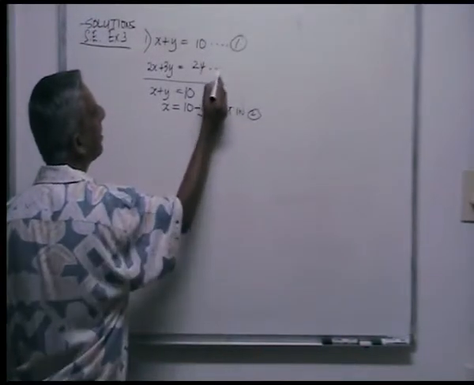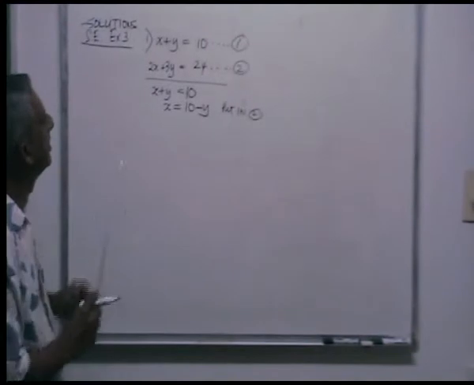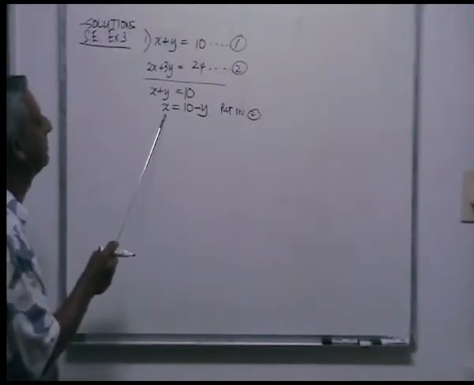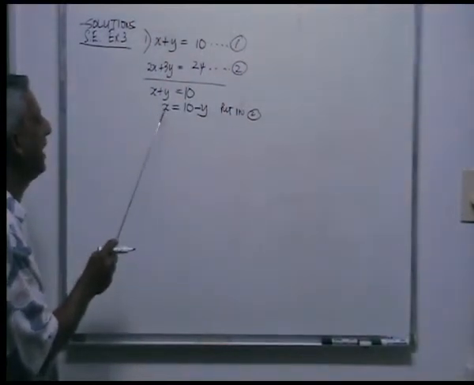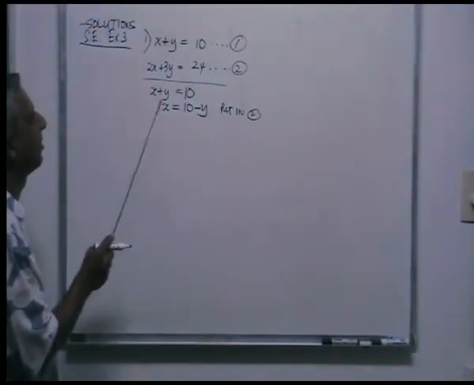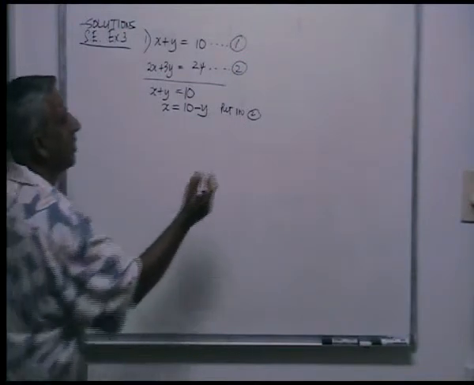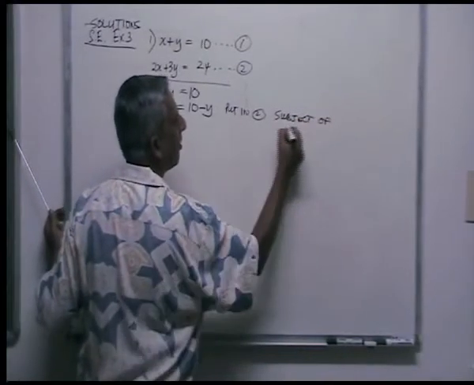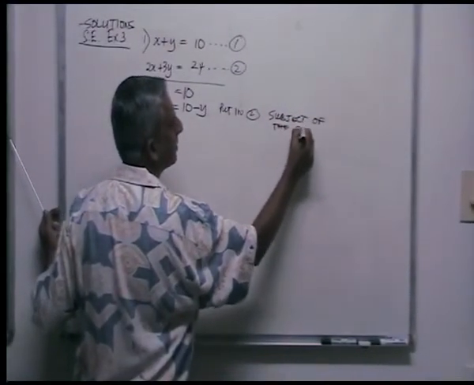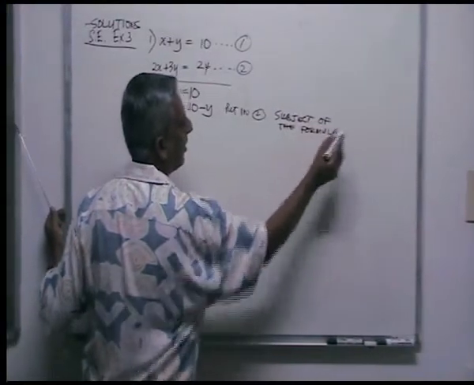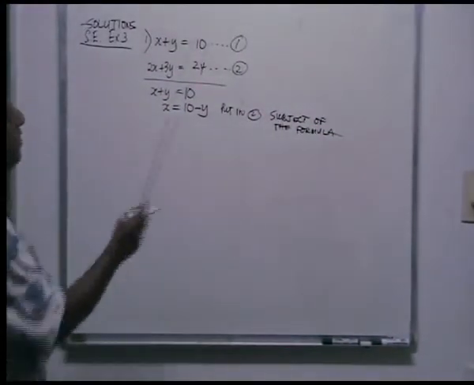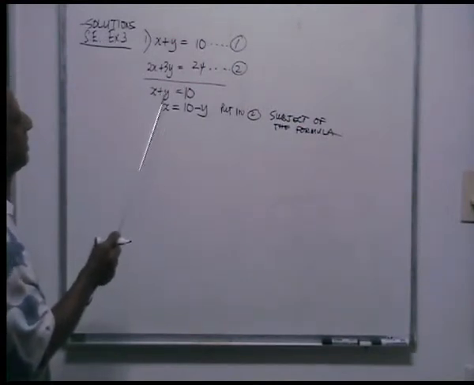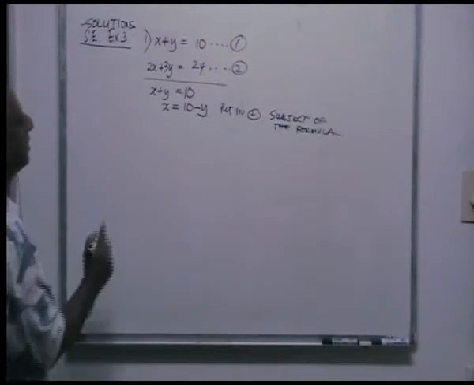So that's number 1, that's number 2. So you see, you wrote number 1 down, you decided to leave x here. In other words, you decided to make x the subject of the formula. We talk about the subject of the formula, which is using big words, but simply you wanted x here. So take the y across. Now you can put that in number 2.